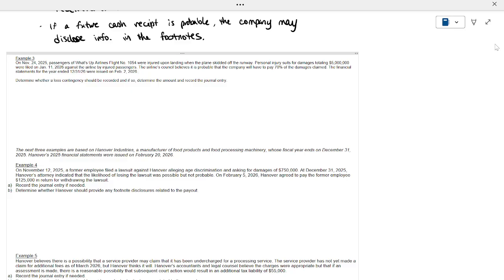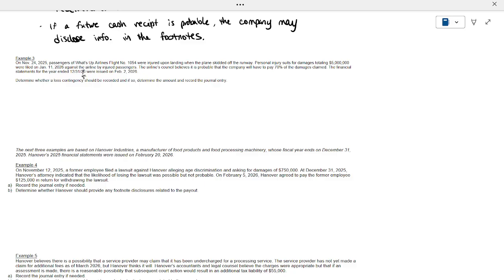Personal injury suits for damages totaled $5 million and were filed on January 11th, 2026 against the airline by the injured passengers. The airline's counsel believes it's probable that the company will pay 70% of the damages claimed. The financial statements for the year end, this should say 2025, were issued on February 2nd, 2026. Determine whether a loss contingency should be recorded.